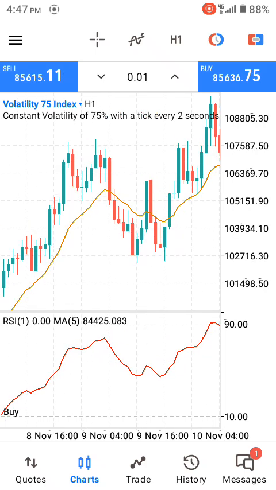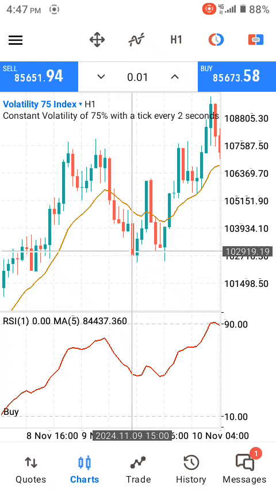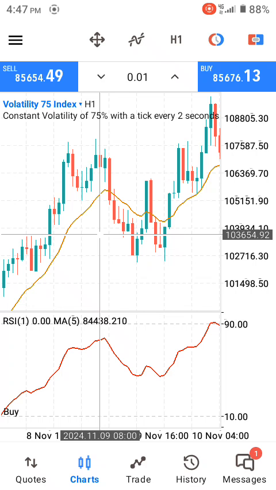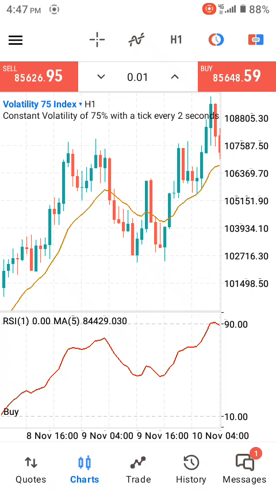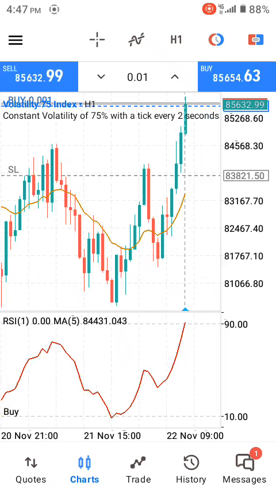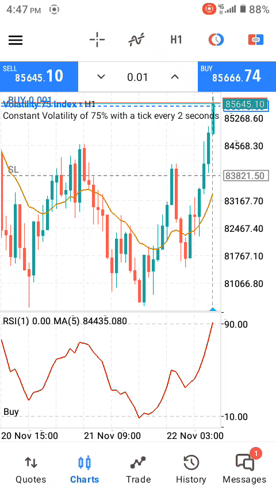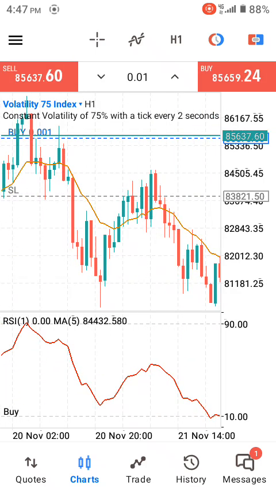So I would have exited the trade at around this area, when the price is now trading below the moving average. So that is how this strategy actually works. You can go and backtest it for yourself and see for yourself.